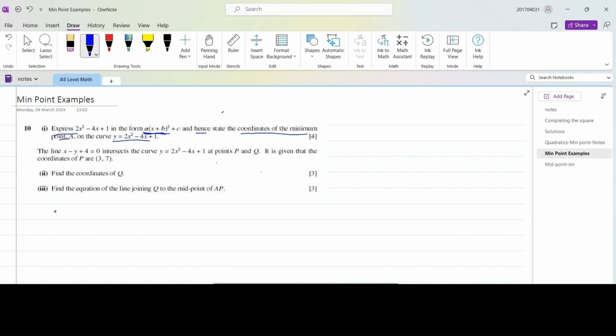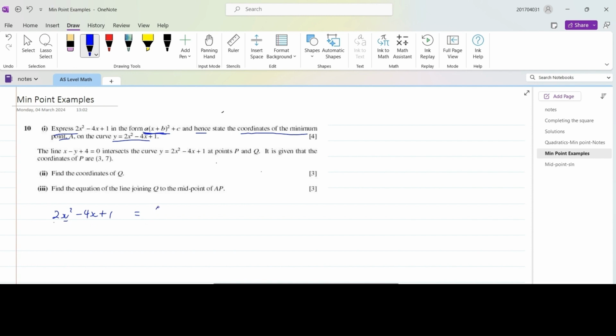So we have the function f of x, which is equal to 2x squared minus 4x plus 1, and they want it in the form a in brackets x plus b squared plus c. The first thing I need to make sure of is that this function is in standard form. In standard form, the coefficient of x squared must be equal to 1. I cannot stress that enough. If you want to complete the square, the coefficient of x squared should always be 1. Here in this case it's not.